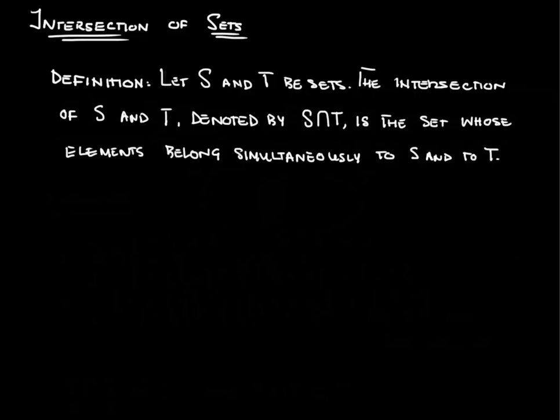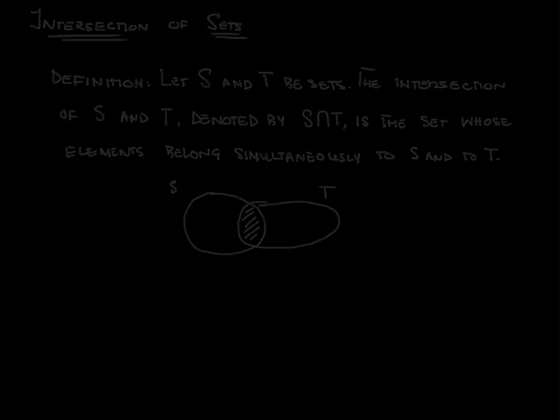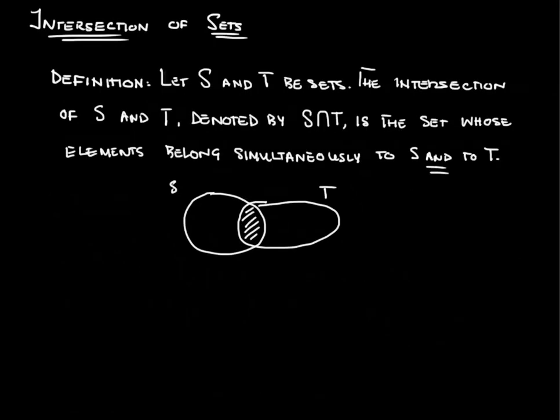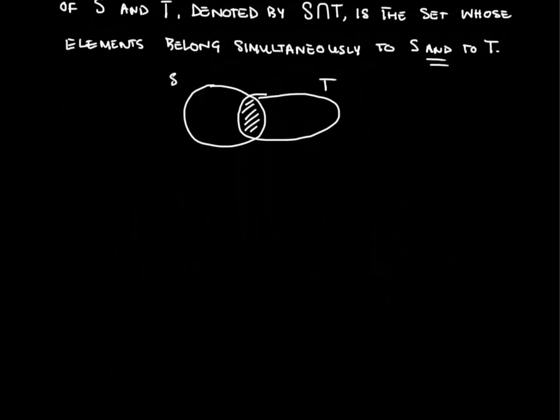Okay, so let's have a look at what the intersection means. The intersection of S and T is the set whose elements belong simultaneously to S and T. What does that mean in terms of Venn diagrams? So I have two sets like this. I have S and T. Now the intersection is this part right here. So the keyword here is and, for the union of two sets, the keyword is or. This is how you're going to differentiate those two concepts.